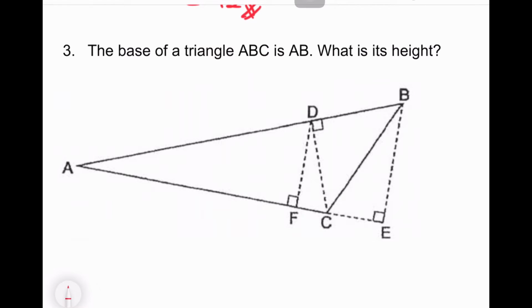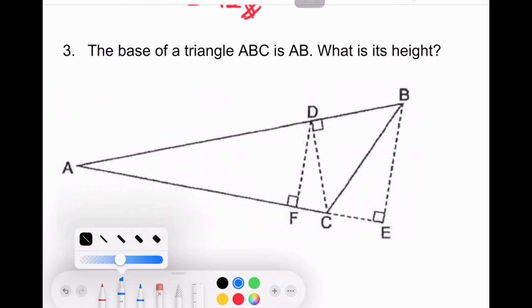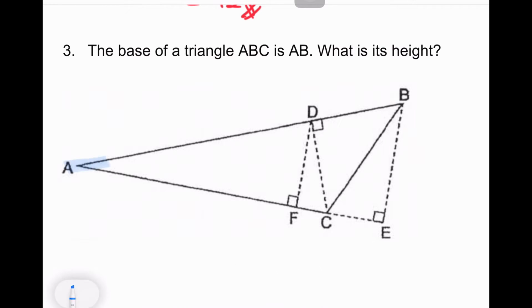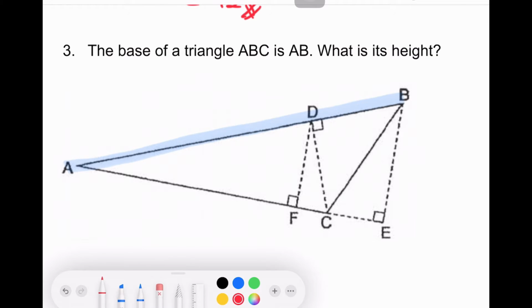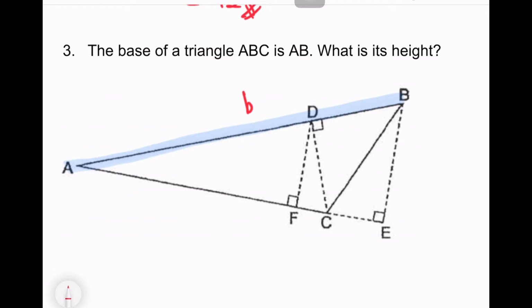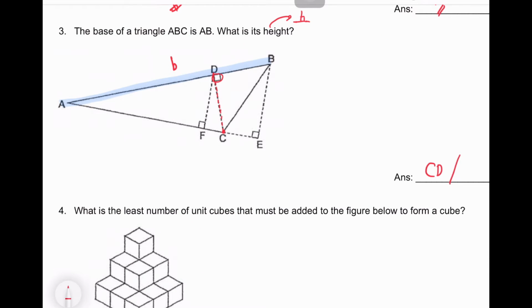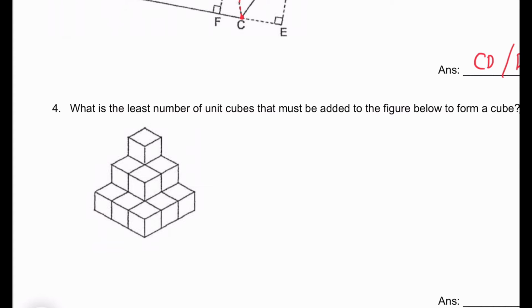Okay, the base of triangle ABC, let me color it with blue, is AB. This is the base. So what is its height? Remember, the height must be perpendicular all the way down to the baseline. So let us see, we have a perpendicular line here. So I'm going to draw it all the way up here. And my answer would be CD or DC. That's the height.